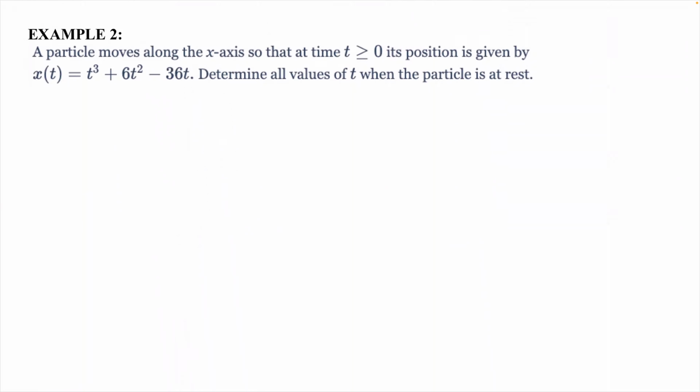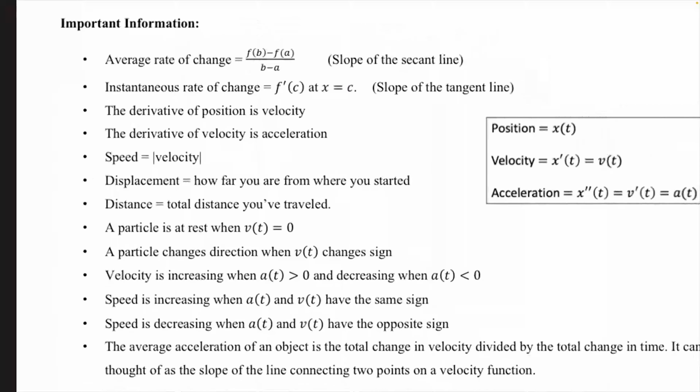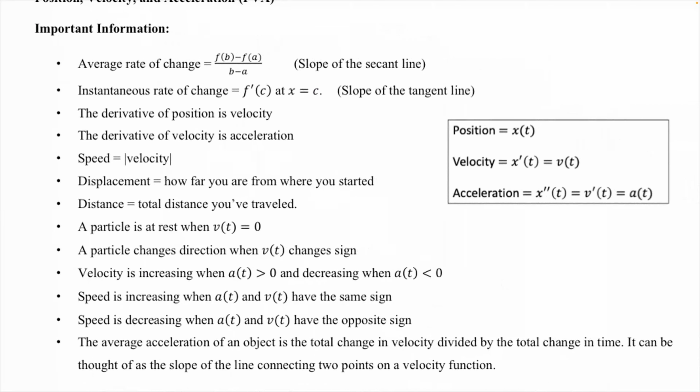Okay, number 2. A particle moves along the x-axis so that when time is positive, its position is given by x of t. Determine all the values of t when the particle is at rest. So let's go back to our first page because no one memorized this. When is a particle at rest? When velocity is 0. There we go. When velocity is 0, that's when a particle is at rest. Okay?